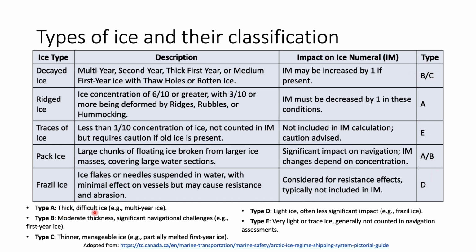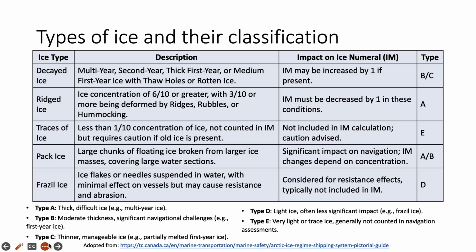So type A means thick, difficult ice, which is similar to multi-year ice. Type B means moderate thickness, significant for navigational challenge, for example first year ice. See, the types A, B, C, D are basically used for the sailors, because when they want to traverse through that, they need to know what type of ice they are actually going to pass through. The moment they know that, then they can identify exactly what is the best thing they can do. Similarly, type C is thinner, manageable ice. Type D is light ice, often of less significant impact. Type E is very light or trace ice, generally not counted in navigation assessment.